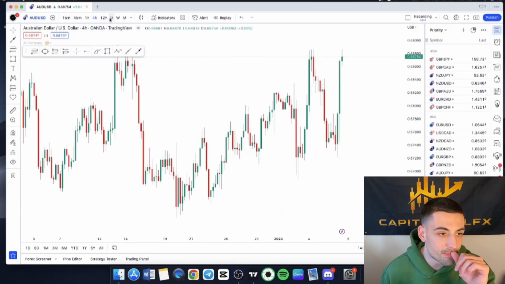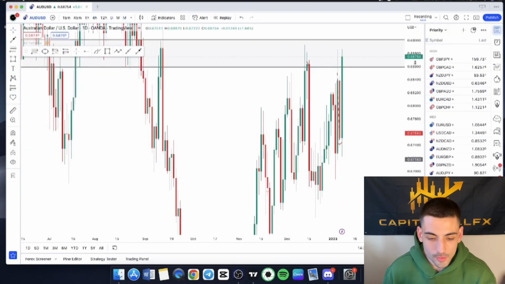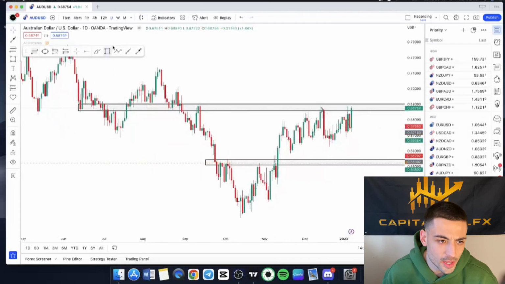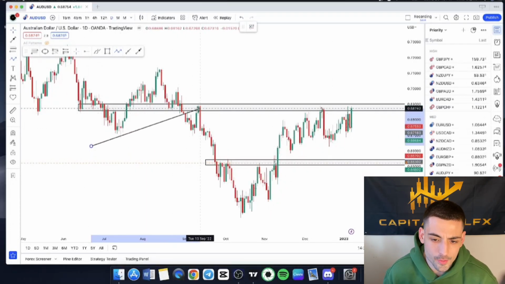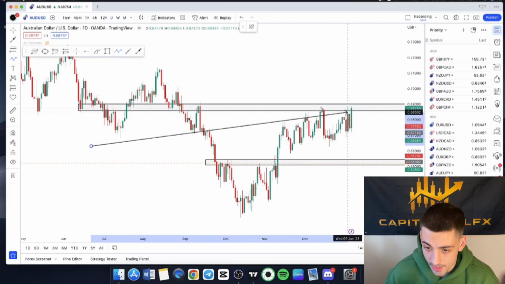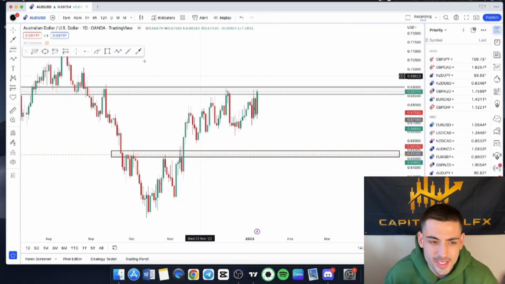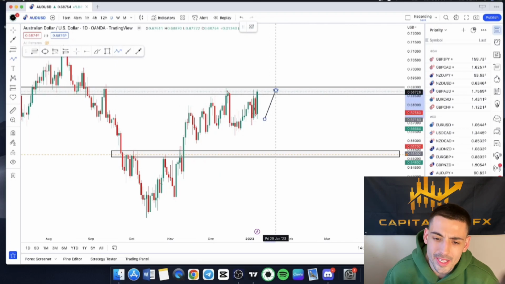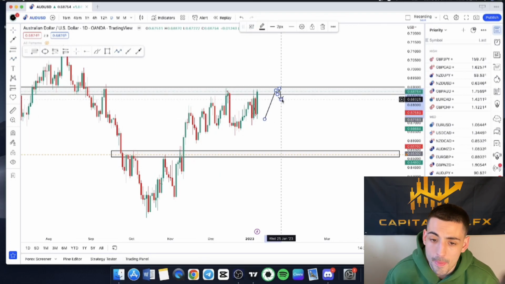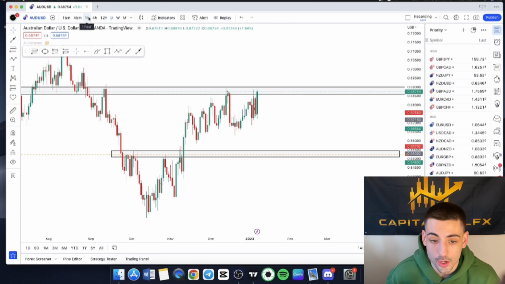AUD USD, we're going to go to the daily time frame. We can see super clear daily horizontal level, treated as support, support, resistance, support, support, resistance, and resistance, resistance, resistance. So I was just waiting for price to come into this significant horizontal level, going down to the hourly time frame and waiting for some type of bearish price action to show that we're going to respect here as resistance.